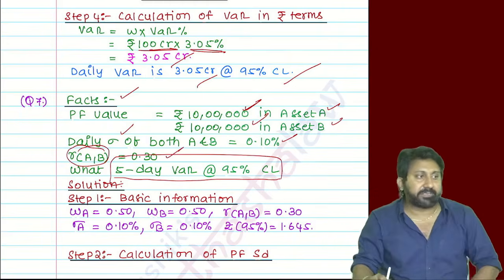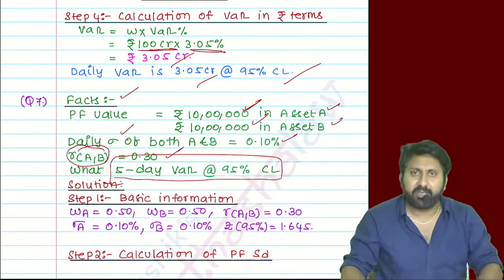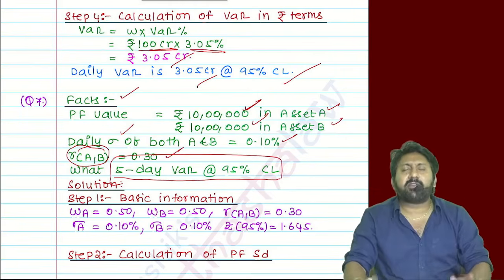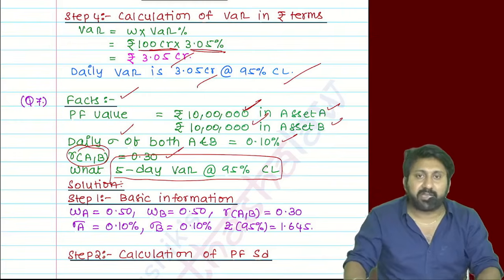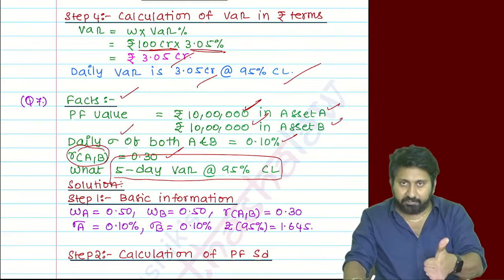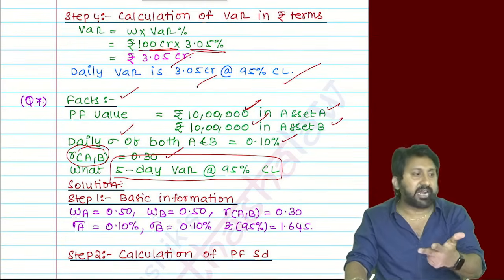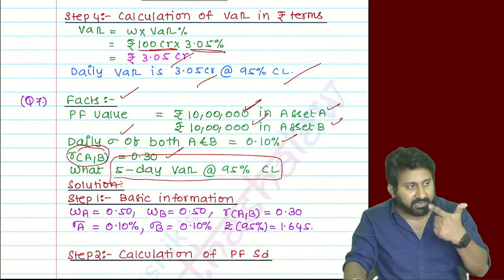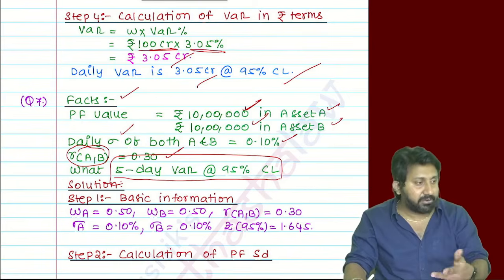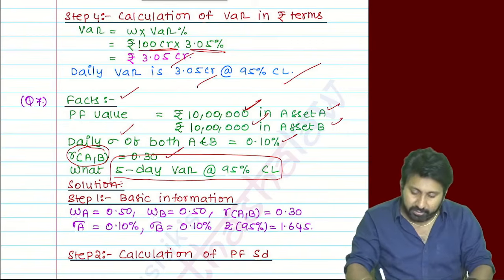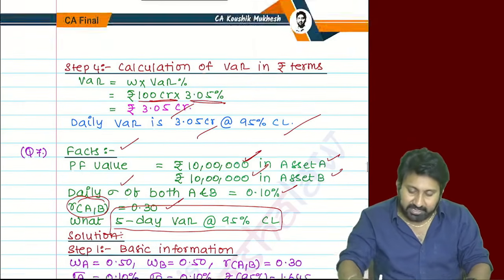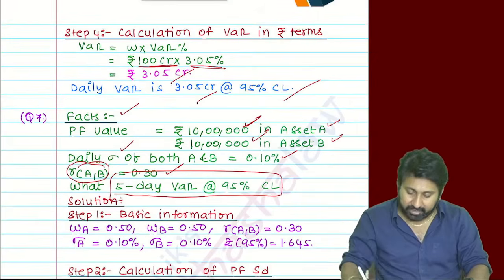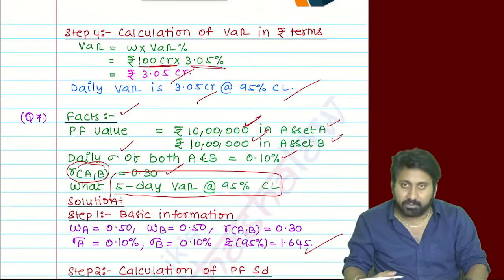Okay, 95% confidence level. Understand? Very easy. First, to calculate VaR, what is the requirement? First, tell me that. We require mean, we require standard deviation, we require Z value. Z value at 95% confidence level we already know. Correct? 1.645. Yes or no?